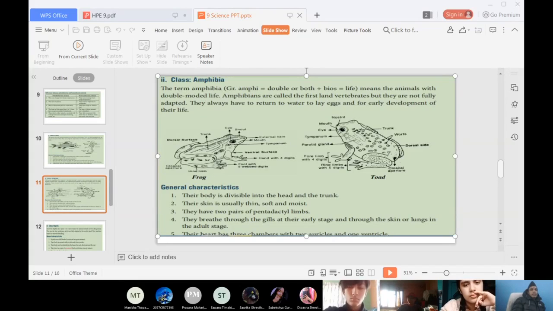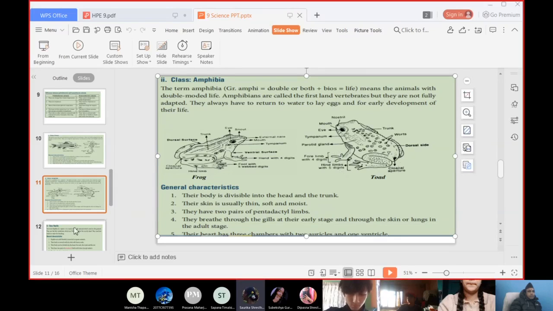It means in the heart of a frog there are 3 chambers. Up there are 2 chambers, the right auricle and the left auricle. Down there is 1 chamber, that is the ventricle. These are the characteristics, and the animals that belong to amphibia are frog and toad. Is that okay?